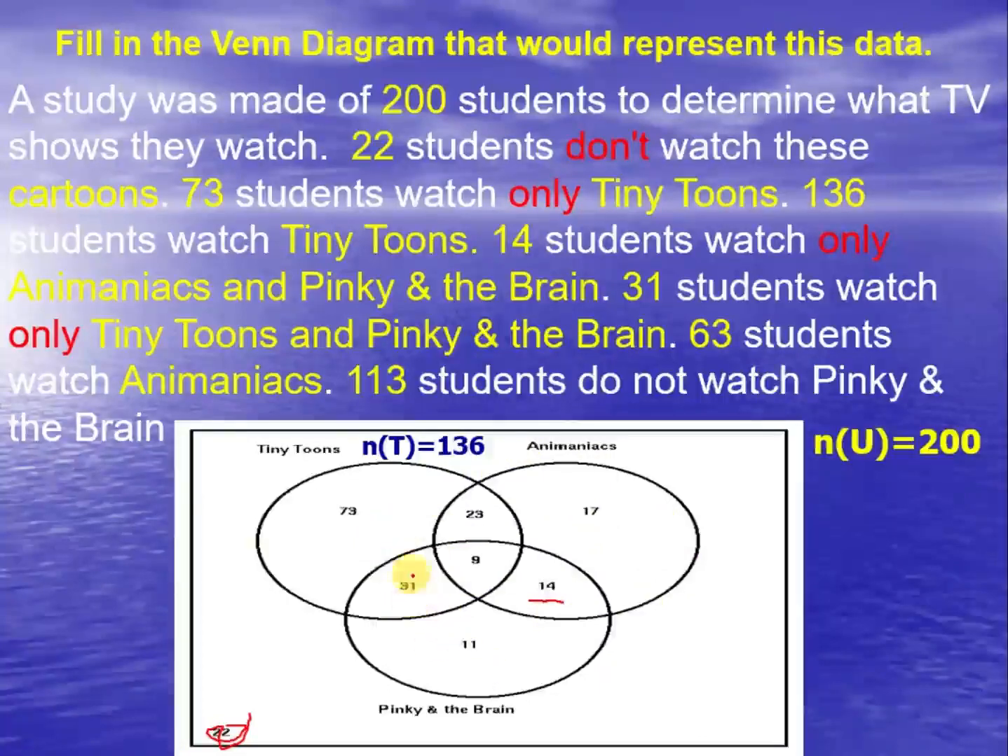Next, 63 students watch Animaniacs. So 63 watch Animaniacs. So when I sum everything inside this circle, which represents Animaniacs, it should give me 63. Okay, so the number of Animaniacs is 63. So I have 23 plus 9 plus 14 plus 17. That will give me 63.